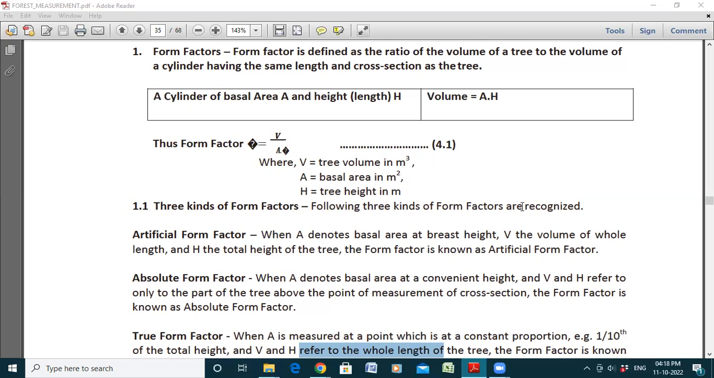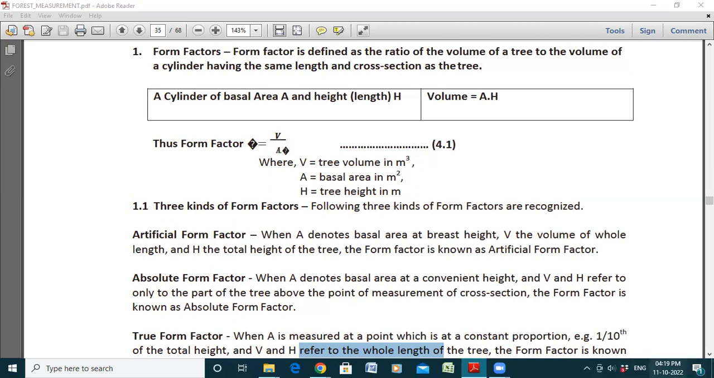Suppose the cylinder has the cross-sectional area A and height H, then the volume will be what? A dot H. So form factor is what? This ratio, that is the volume of the tree to the volume of the cylinder. So if V is the volume of the tree, and the cylinder has the volume A dot H, then form factor will be V divided by A dot H.